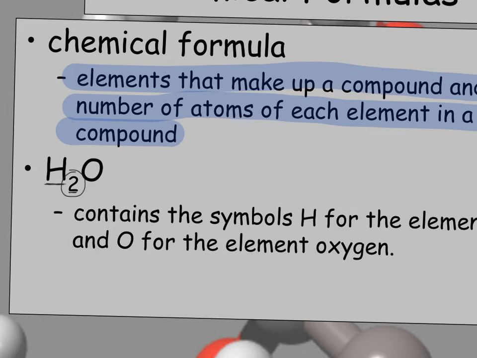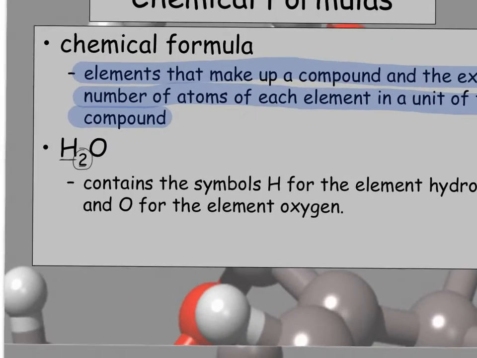And you might say, well, how do you know there's 1? You don't write 1. It's just assumed. If O is there, you don't write 1 afterward. If it's H2O and there's no subscript, we just know it's 1. You don't have to write 1. I don't want you to write 1 because they don't write 1. It's just assumed that it's 1.